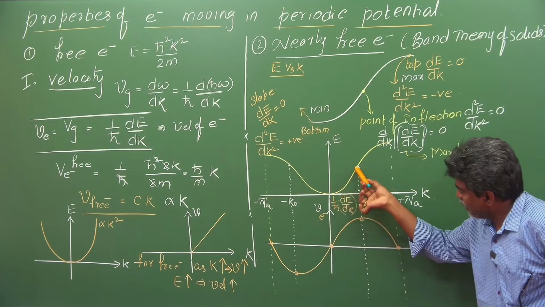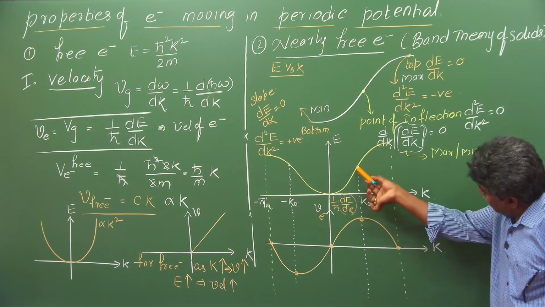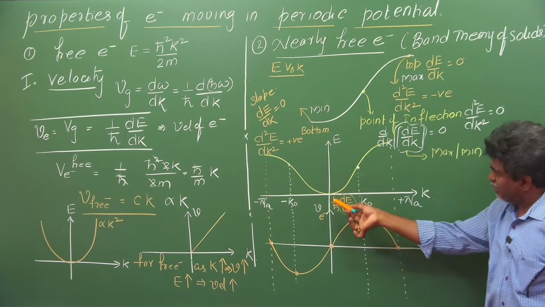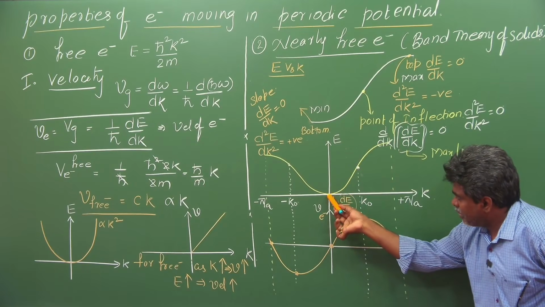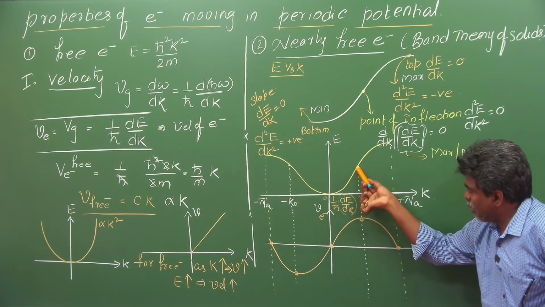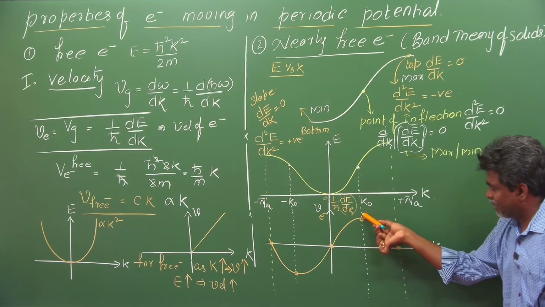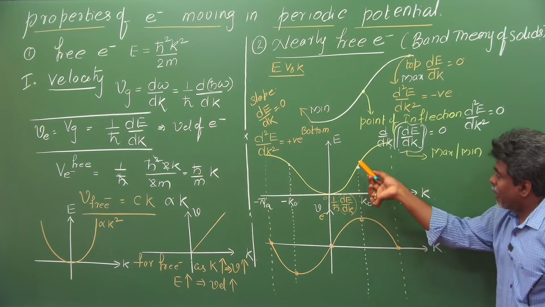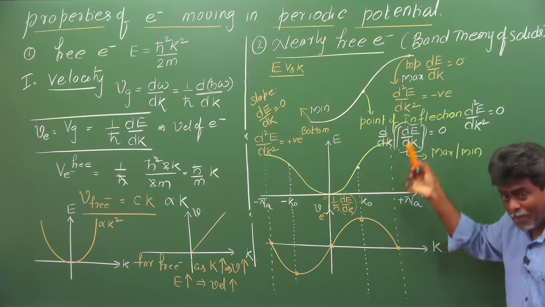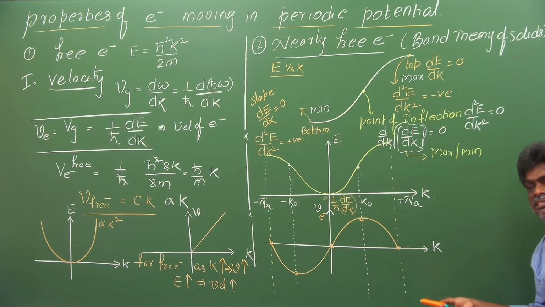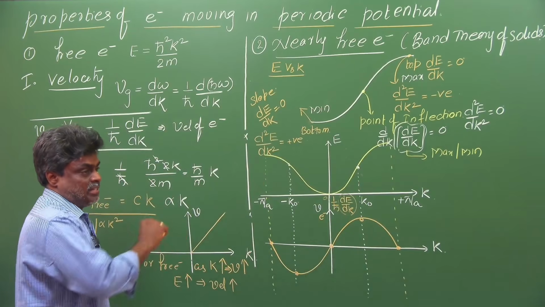From here to here, your energy is increasing or decreasing? From here to here also your energy is what? Actually energy keeps on increasing only. Okay, right. Once again, from the origin to the point of inflection, your energy and your velocity both increase. Beyond the point of inflection, your energy increases, but velocity decreases. That's it. This is the different behavior than the free electron.